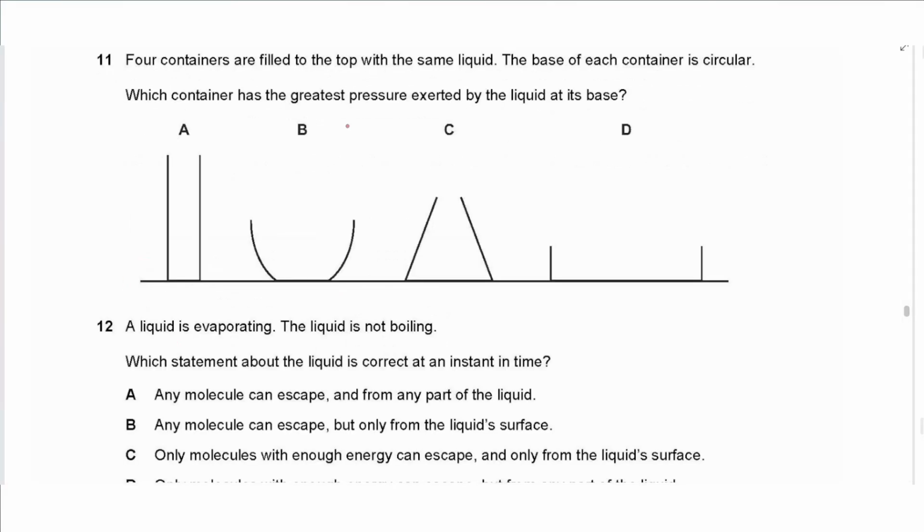Question 11 says 4 containers are filled to the top with the same liquid. The base of each container is circular. Which container has the greatest pressure exerted by the liquid at its base? So pressure in liquids is rho gh. So the density of the liquid is the same, gravity field strength is the same, only the depth affects the pressure. So the deepest liquid will have the greatest pressure, so we choose A.